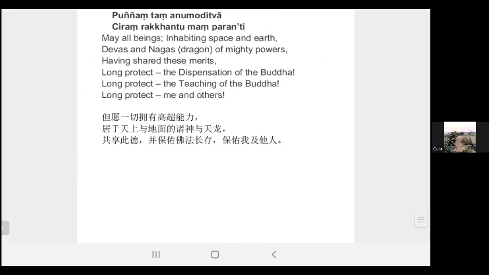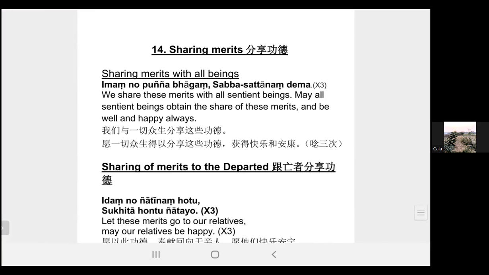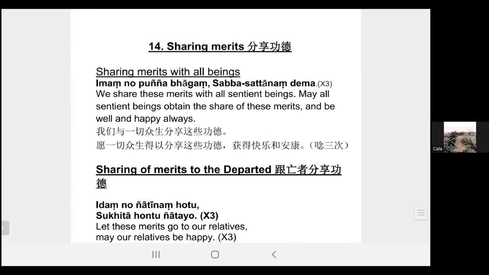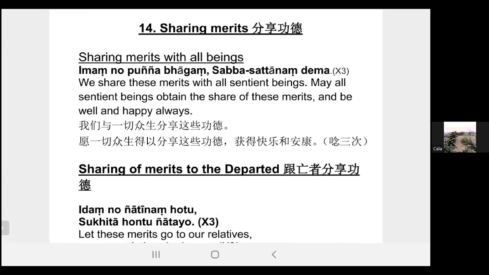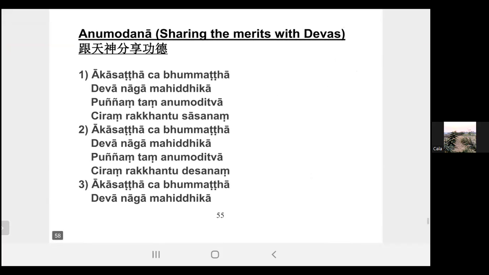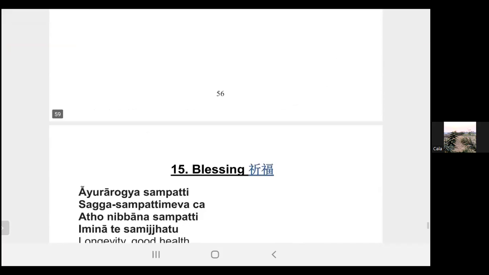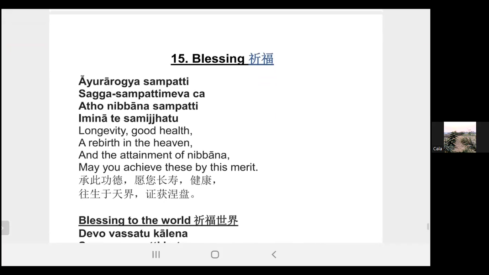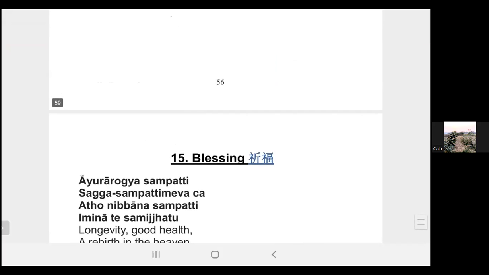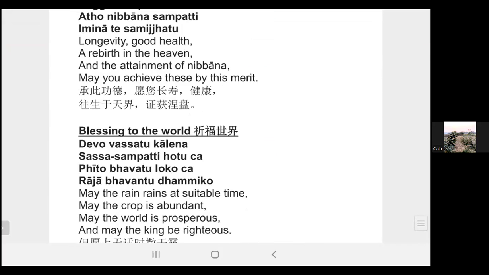I'd like to explain some of the chanting here. I think you are all familiar. Normally we share the merit with all beings, and then with the departed ones. But why do we specifically mention the departed ones? Because departed ones are more connected to us. Normally there is separate chanting for the departed ones. And after that, we share with the Devas, because the Devas are the ones that protect, even in our place, protect the center, protect your house, your family. And blessing, this is a blessing to the people and blessing to the world. Because whatever good deeds we have, we are trying to make sure that the environment in our place and the world are happy.